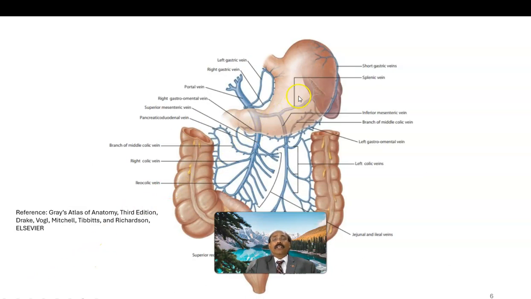Okay, so here it is. We are getting again the venous drainage, superior mesenteric vein. Okay, here is the inferior mesenteric vein. Superior mesenteric vein unites with the splenic vein to form the portal vein that goes to the liver. Splenic vein usually receives the inferior mesenteric vein.